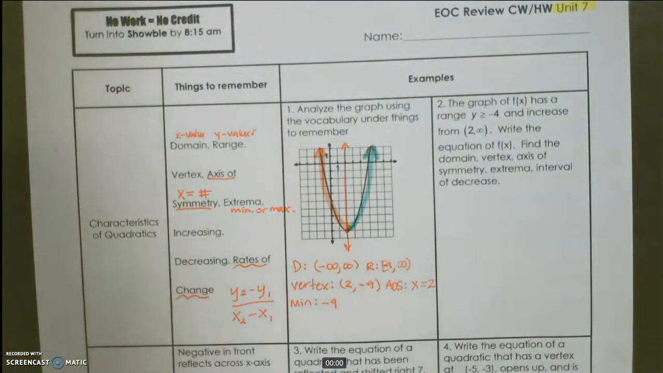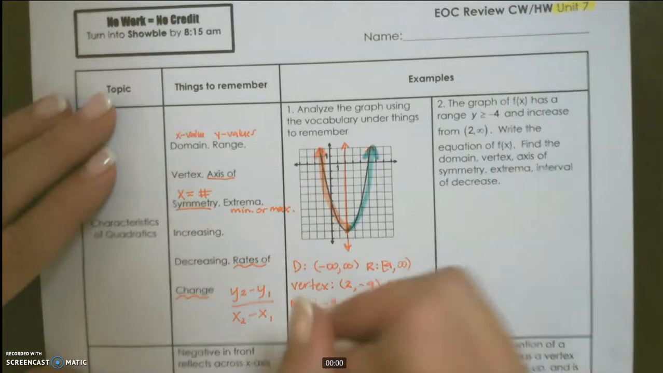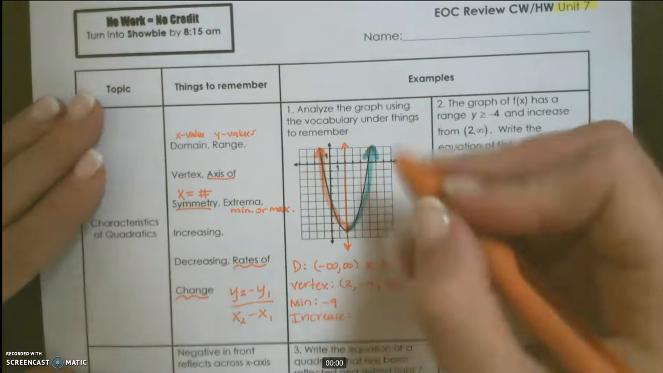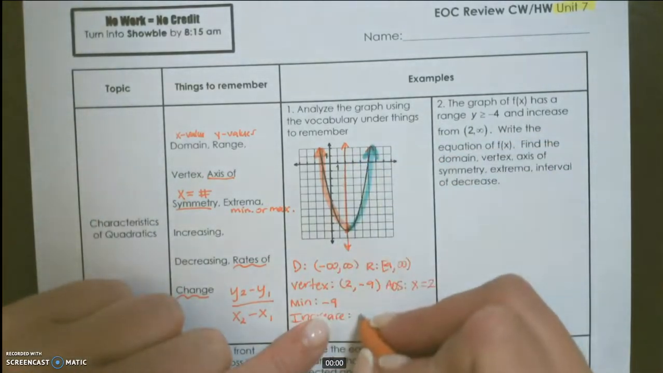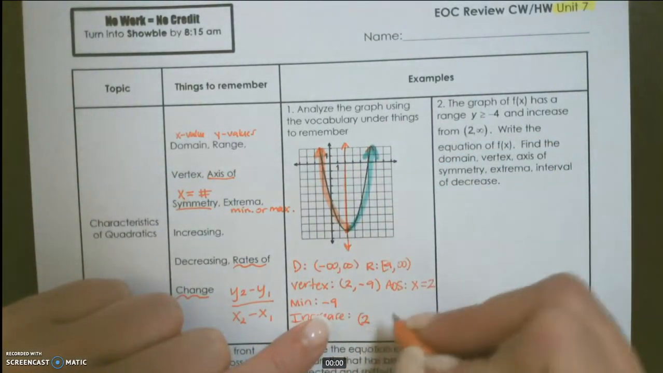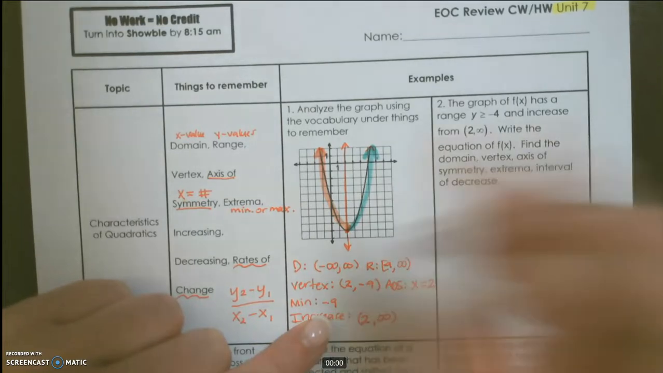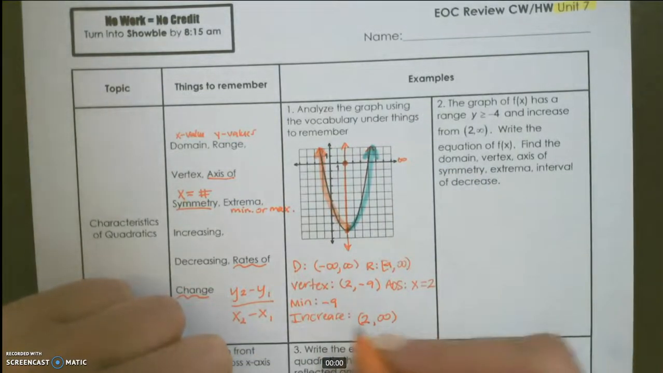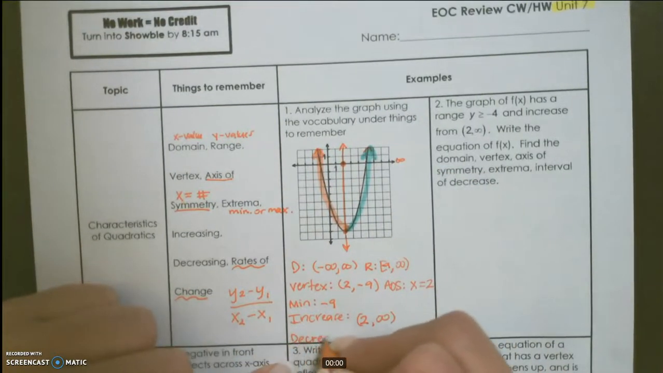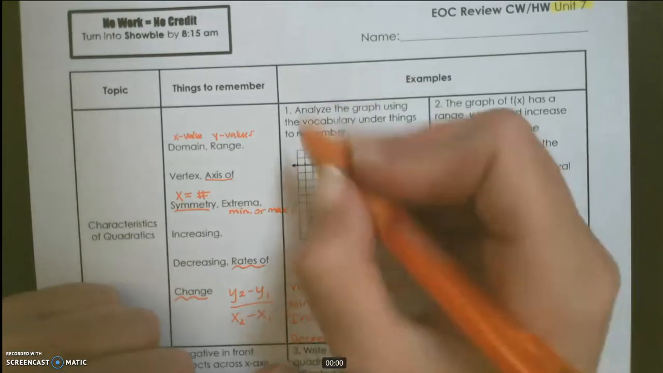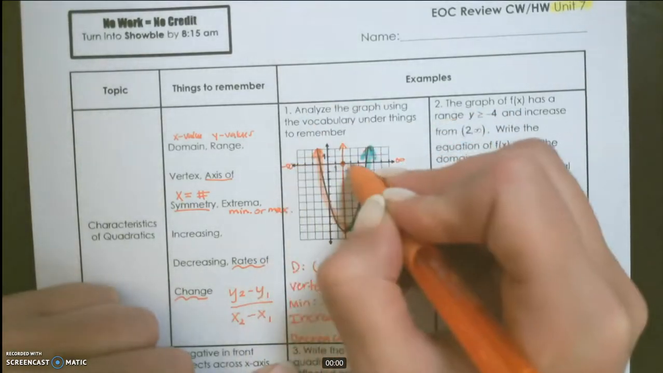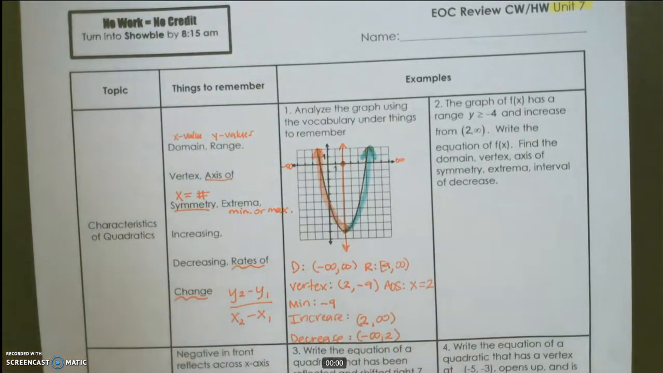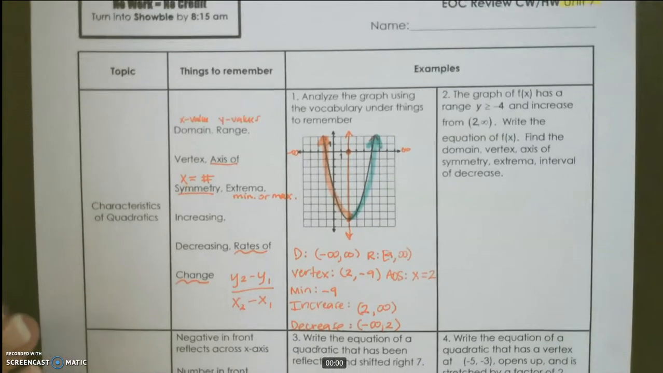So let's write down what those intervals are. For increase, it's increasing from x is 2 all the way to positive infinity. So from when x is 2 to positive infinity, this is increasing. For decrease, it's decreasing all the way from x is negative infinity all the way to 2. All right, and then you'll try the next example on your own.